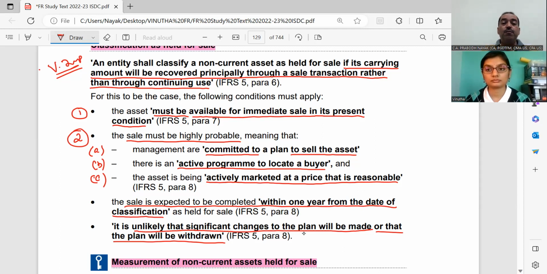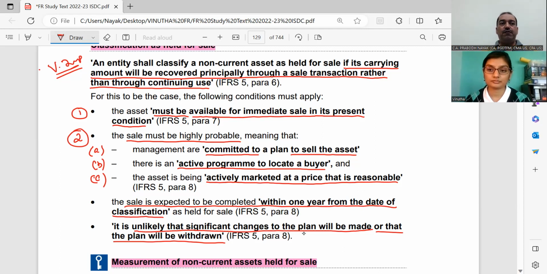Second, there is an active program to locate the buyer. So management must have given some advertisements in the newspapers, inviting tenders to sell the asset. Those who want to buy, please submit a tender. We'll see whether it is favorable or not. So they must have invited tenders from the public. Third, it is actively marketed at a price that is reasonable.